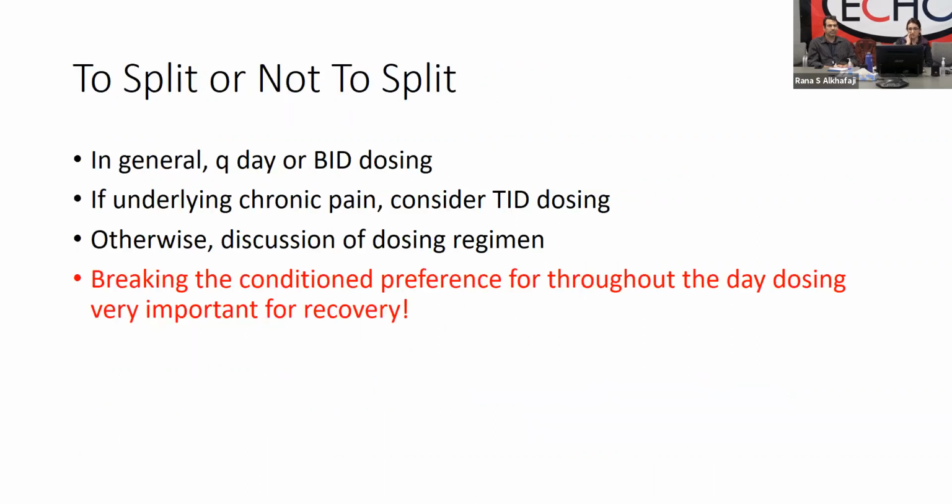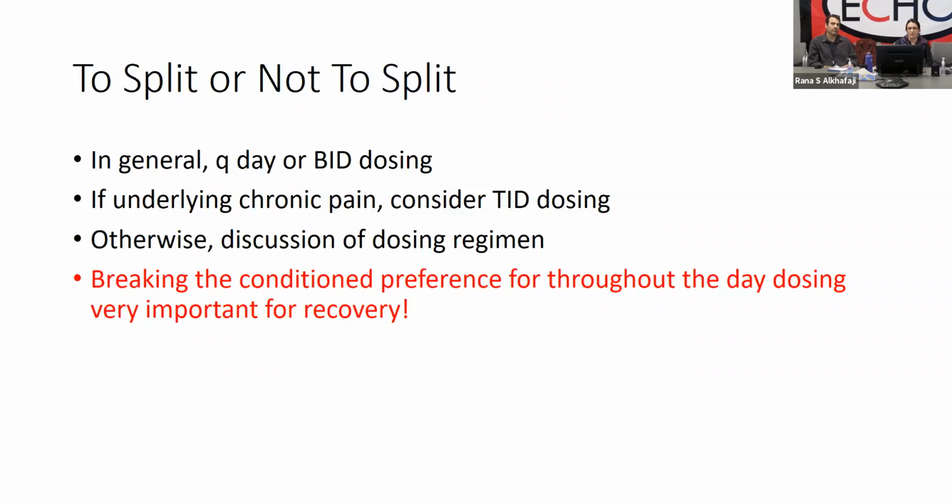To split or not to split? So in general, we recommend daily dosing, sometimes twice daily dosing if the patient prefers that. For underlying chronic pain, consider 3 times a day dosing. Sometimes these folks do better on the slightly higher doses as a secondary treatment of pain. Again, your primary reason for treating them with the X waiver is the opioid use disorder, so that will still be mainly in your evaluation and treatment and documentation, but that dosing schedule can help with pain.